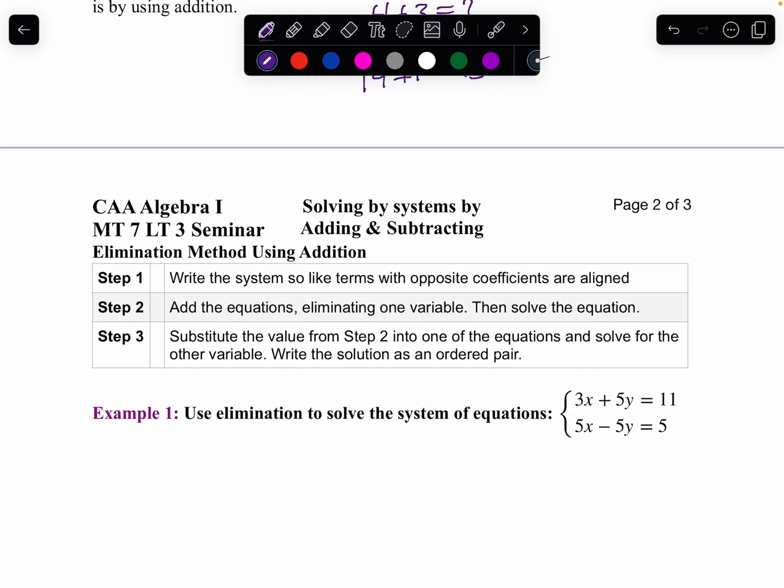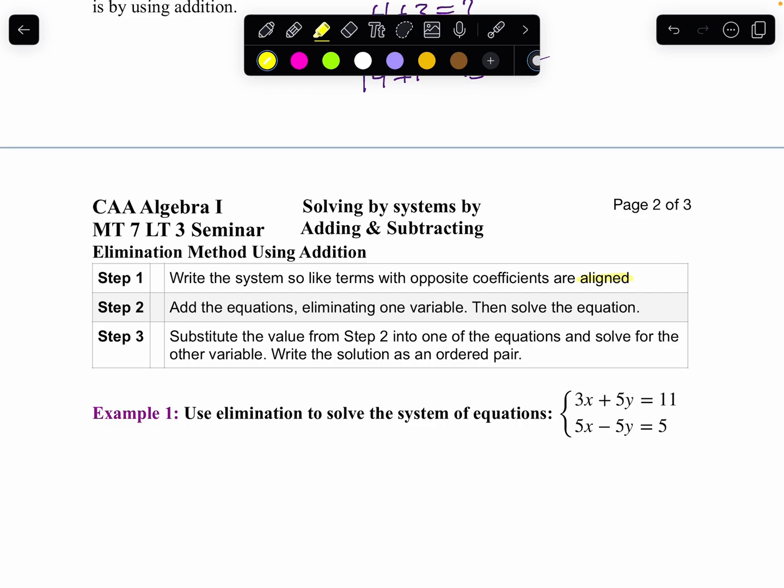When we do elimination, the first thing you're going to do is make sure your variables are lined up in columns. Then you're going to add them and solve that new equation. And then you're going to substitute that variable back into one of the equations to find the other variable. So let's go through this.